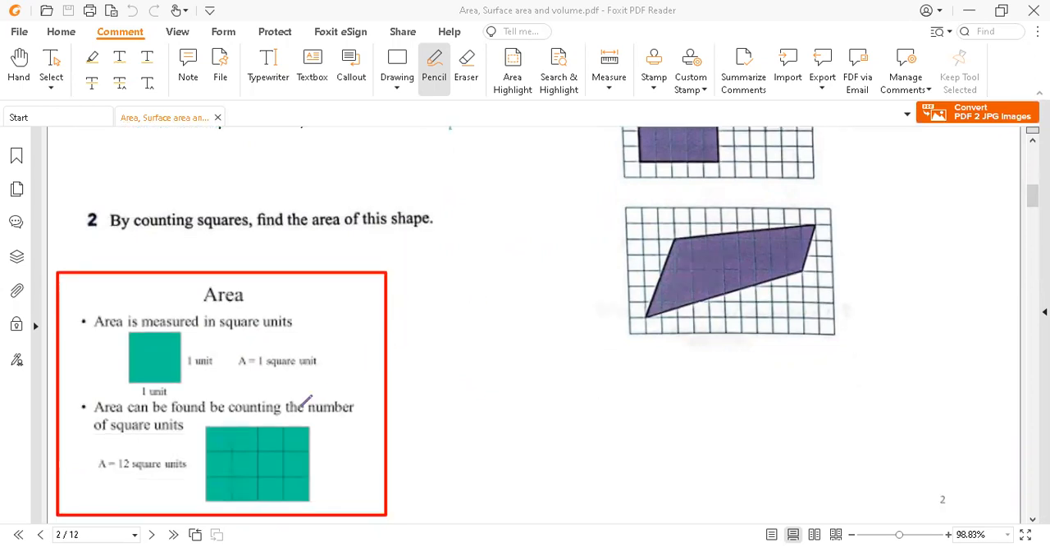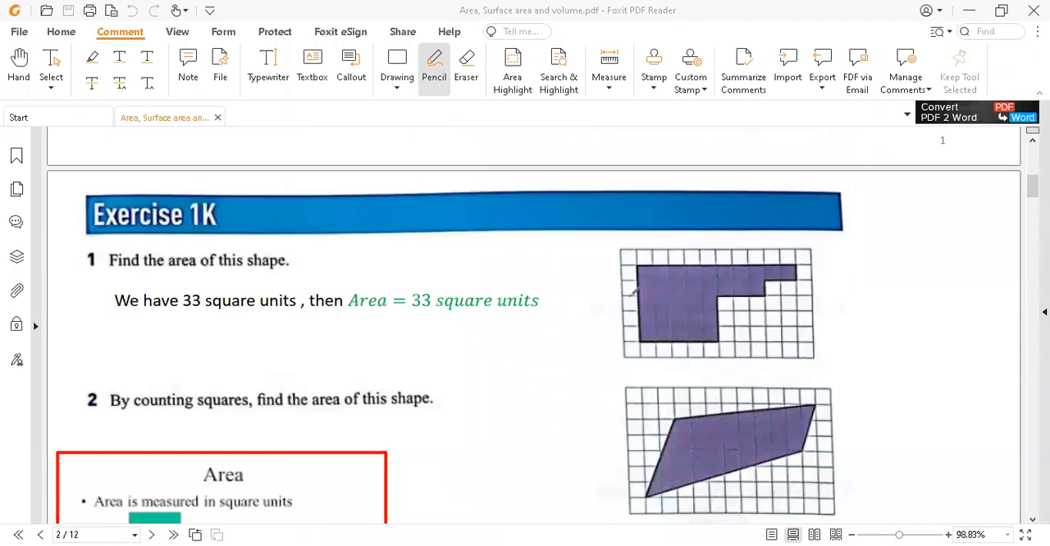Okay, and we can find the area of regular forms. But if we have a shape drawn on a net diagram, we can easily find its area by counting the number of square units. For example, in the first example, we can count the small purple squares to obtain 33 square units.